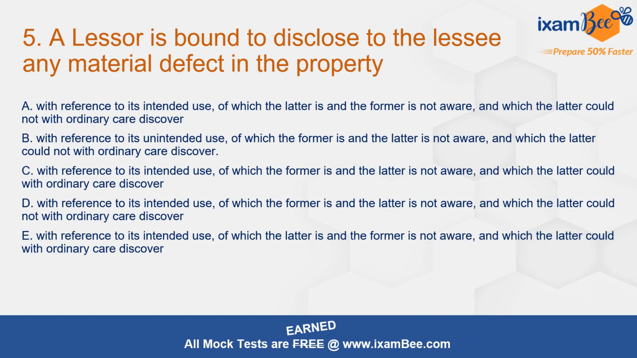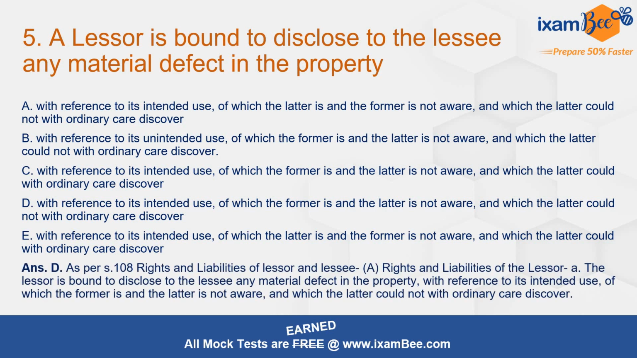Please pause the screen, see the options. A lessor is bound to disclose to the lessee any material defect in the property. Correct answer here is D, with reference to its intended use, of which the former is and the latter is not aware, and which the latter could not with ordinary care discover.